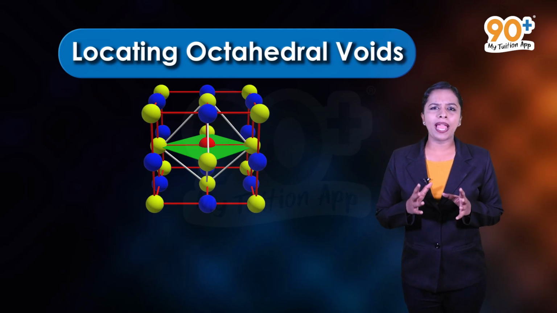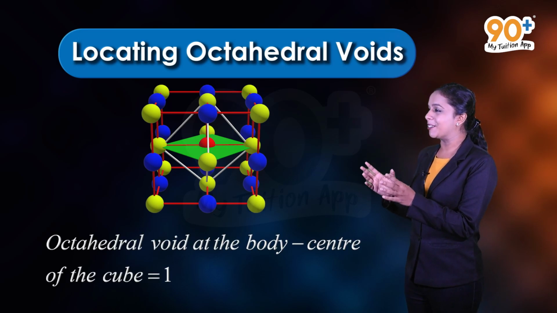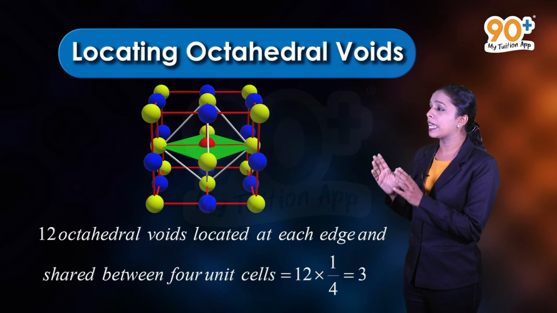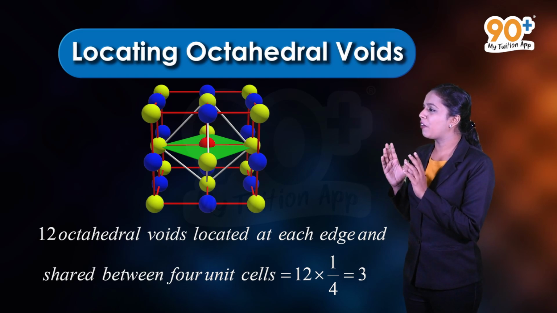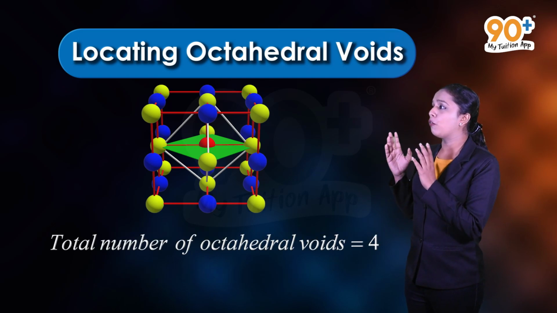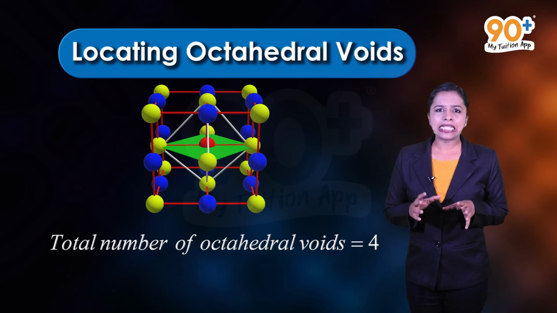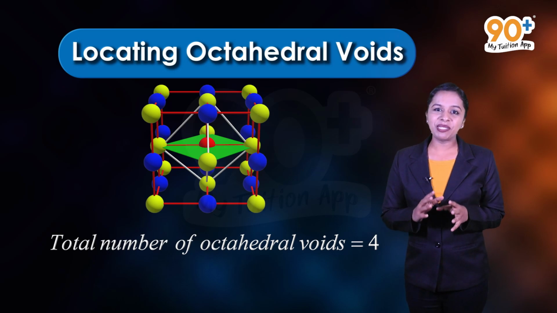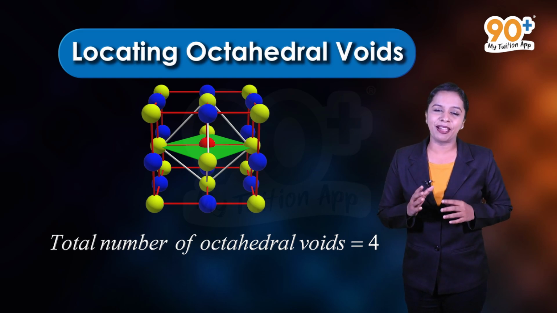Thus, in cubic close packed structure, the octahedral void at the body center of the cube is equal to 1. The 12 octahedral voids located at each edge and shared between 4 unit cells is equal to 12 into 1/4, that is equal to 3. Therefore, the total number of octahedral voids is equal to 4. As we know that in CCP structure, each unit cell has 4 atoms. Thus, we can say that the number of octahedral voids is equal to this number.